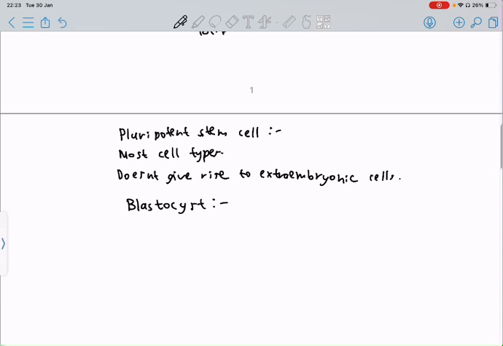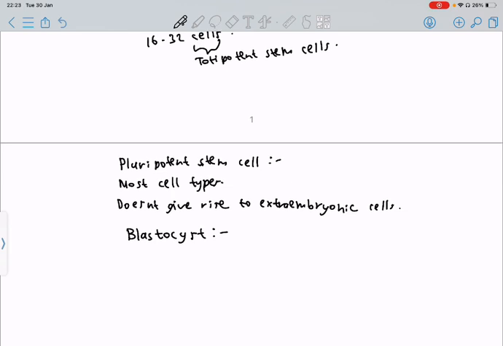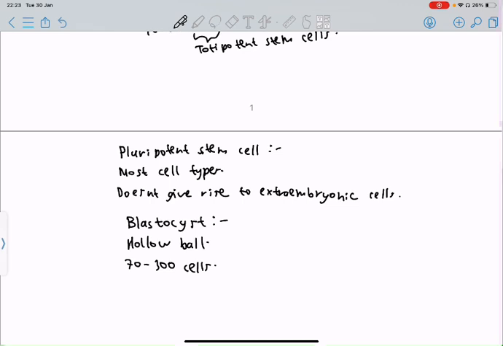A blastocyst is a hollow ball. Instead of the morula, which is a solid ball, the blastocyst is a hollow ball that contains 70 to 300 cells. So we can just write that: hollow ball, 70 to 300 cells. And the inner cell mass cells are pluripotent.